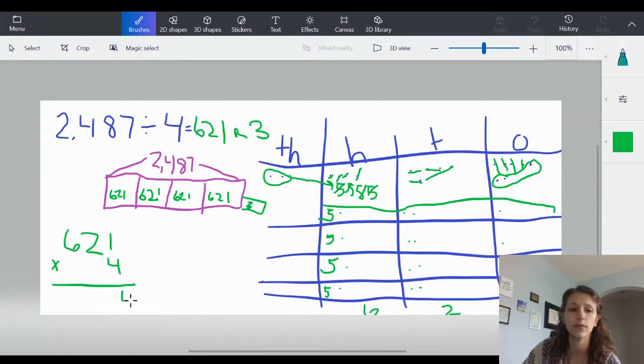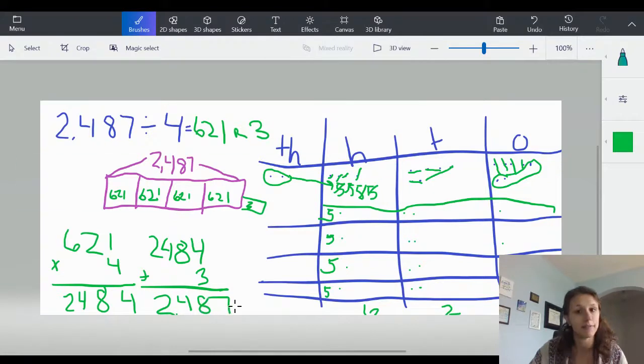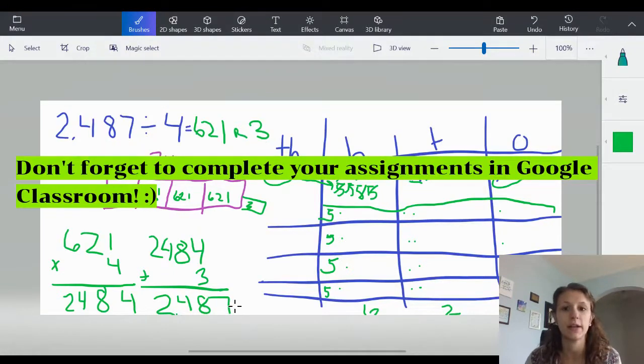1 times 4 is 4 ones. 2 tens times 4 is 8 tens. 600s times 4 is 2,400. So now I have 2,484. I'm not at this total yet because I need to add that 3 that was my remainder. When I then do my 2,484 plus my 3, I do get back to that overall total that I'm working with of 2,487.